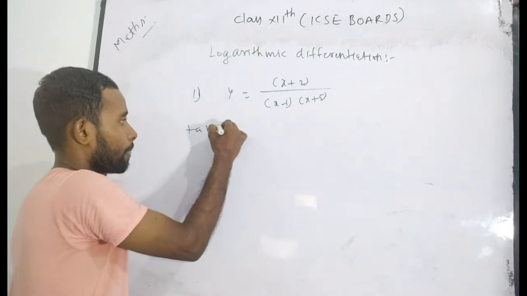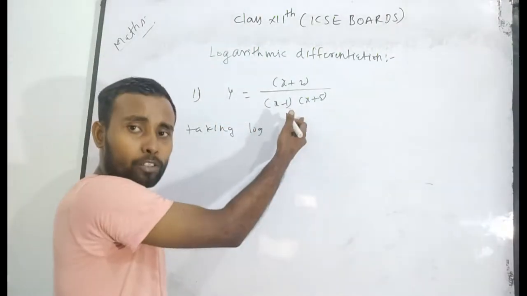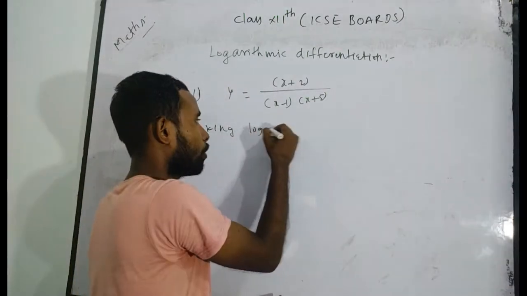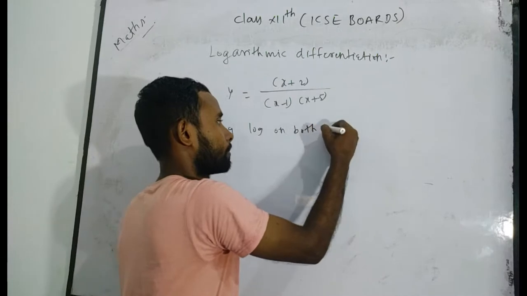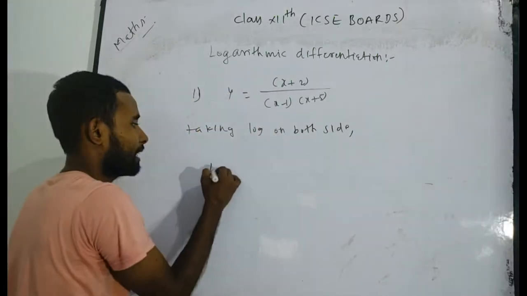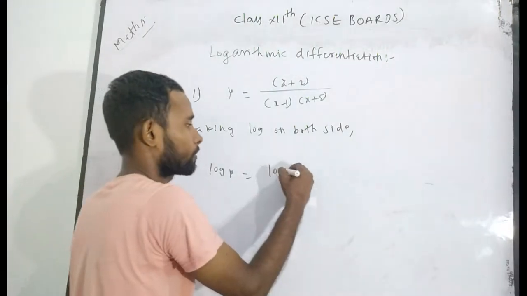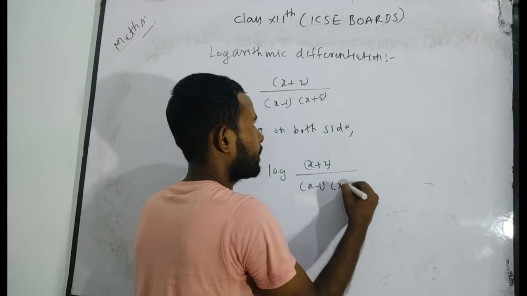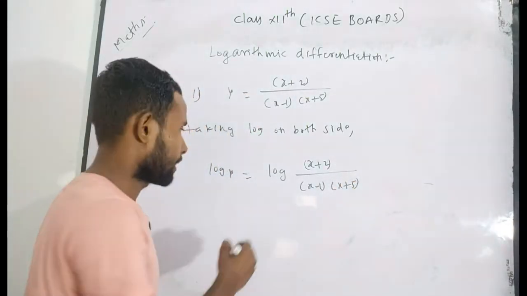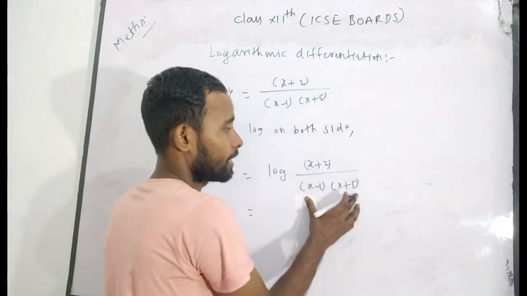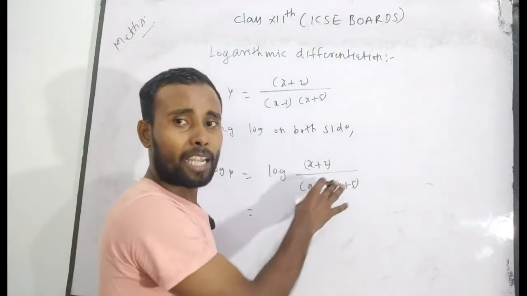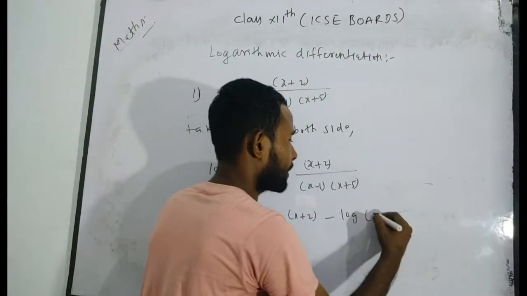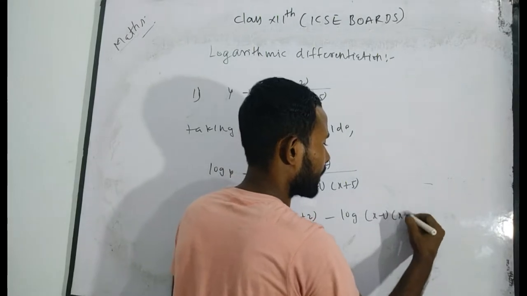Here you can also solve by the other method, but try to solve by this method because it becomes very easy for you. Taking log on both sides, LHS will be log y and RHS will be log of (x plus 2) divided by (x minus 1) into (x plus 5). This is your RHS. Suppose this is A, this is B. In that case, it will be log A by B. Log A by B will be what? Log A firstly, that means log (x plus 2), minus log B, that means log of (x minus 1) into (x plus 5).